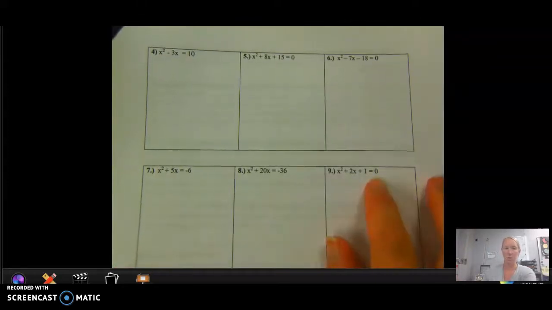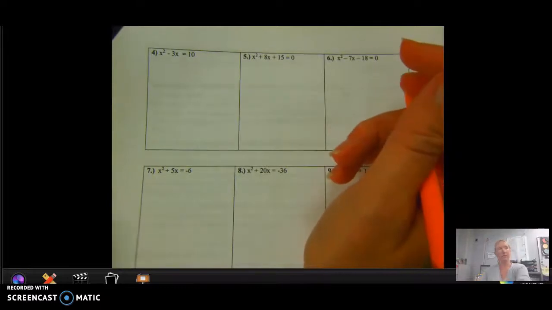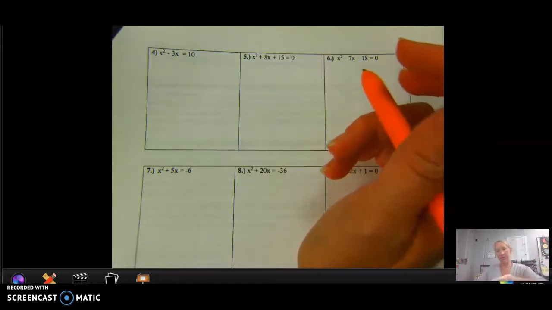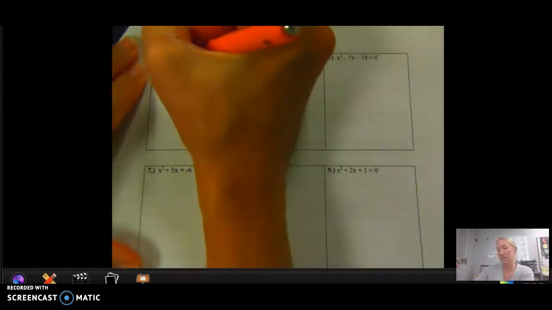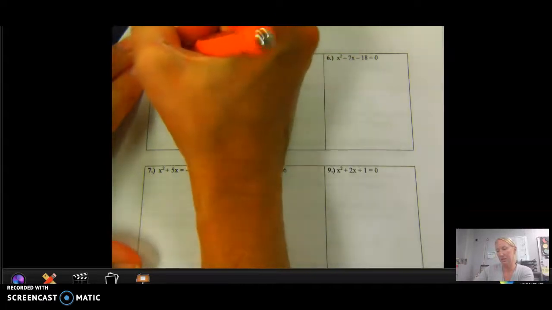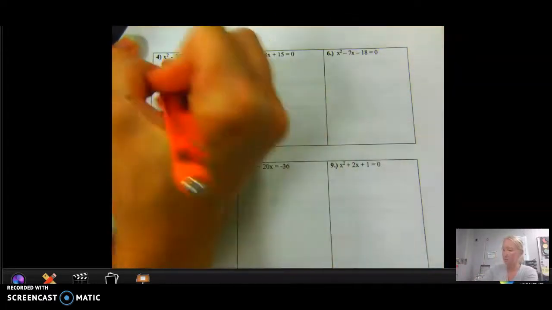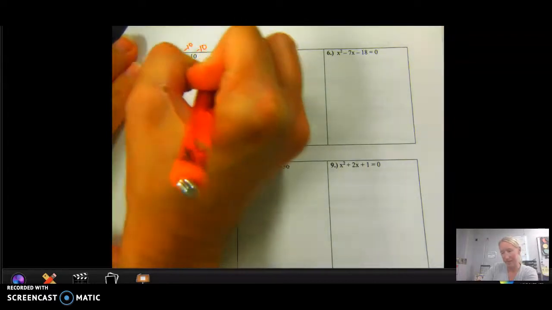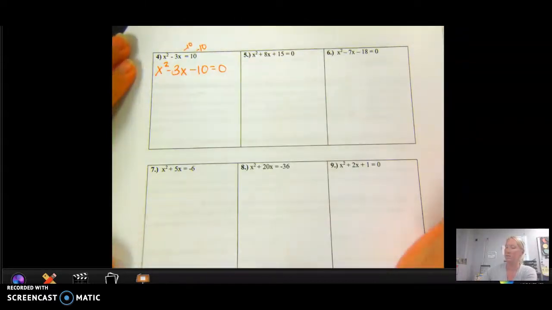I am going to do number 4. Okay, so if you notice, number 4 looks a little different than the ones on the other side, because on the other side I had all 3 numbers on the left-hand side. So first thing I need to do is I always need to get it equal to 0. So I'm going to subtract 10 from both sides. I get x squared minus 3x minus 10 equals 0. So now it's equal to 0.